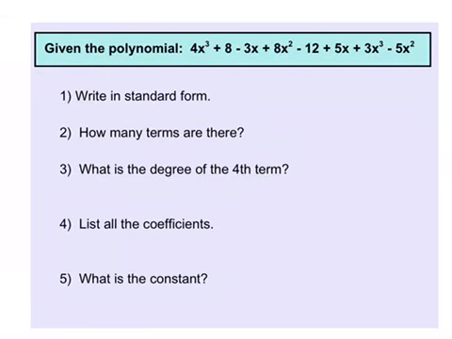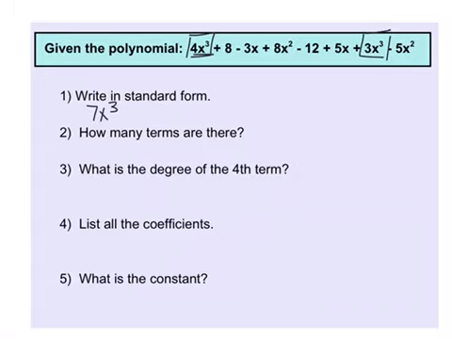So let's look at this first example here. Number 1 asked me to write it in standard form first. So standard form, remember, is largest exponent first, decreasing order, and all like terms combined. So I'm going to look here, and the largest exponent I see are my x to the thirds. So I'm going to go ahead and combine those first. So I have a 4x to the third and a 3x to the third. I have 7x to the third.